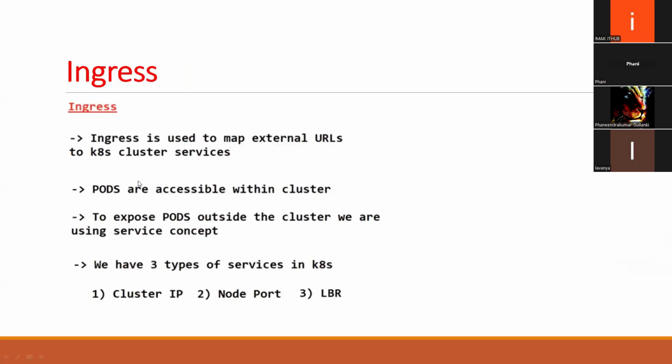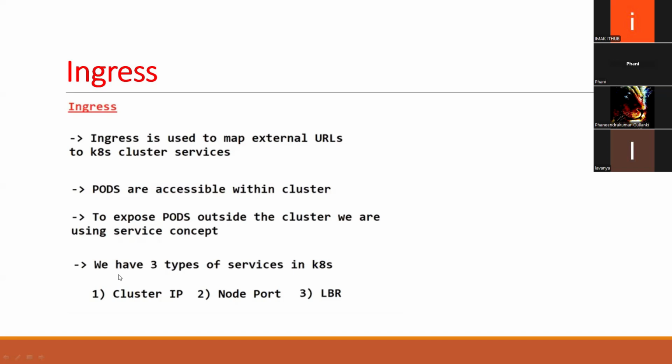So Ingress is used to map external URLs to the Kubernetes cluster service. Pods are accessible within the cluster, right? To expose the pods outside the cluster, we use the service concept. What are the services, guys?